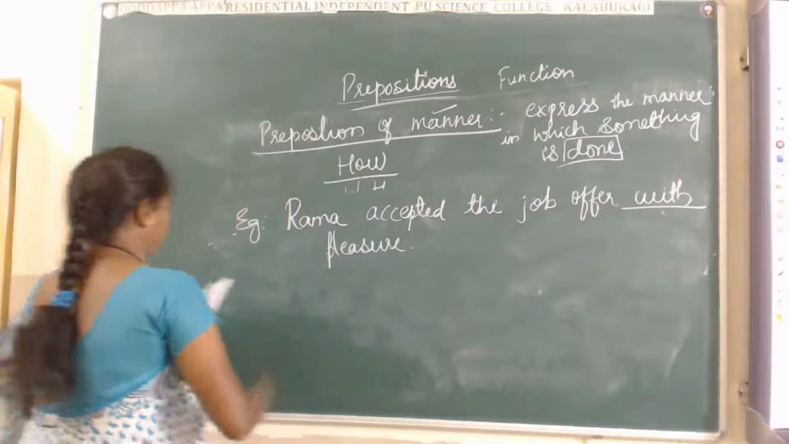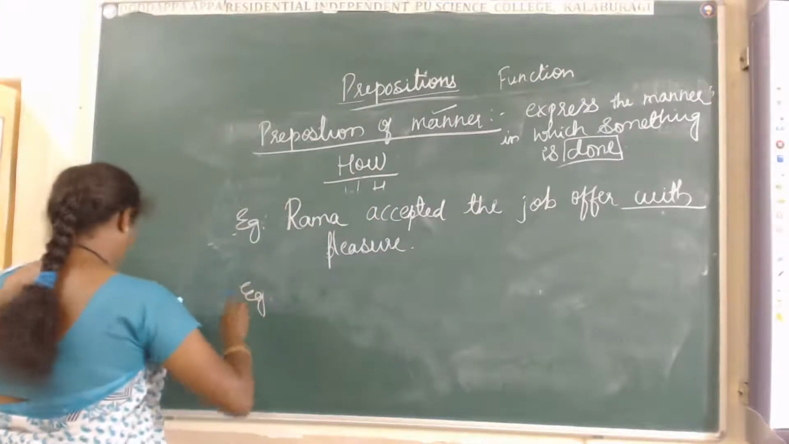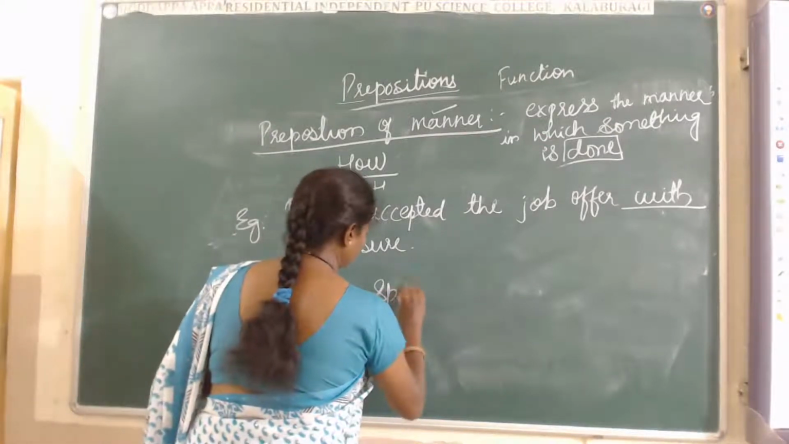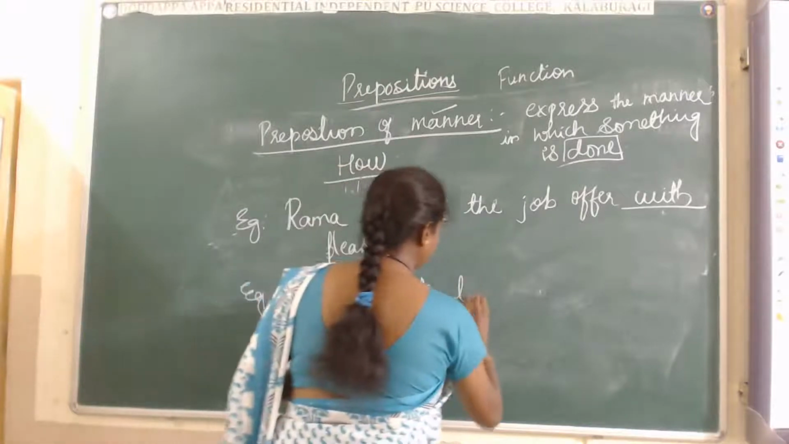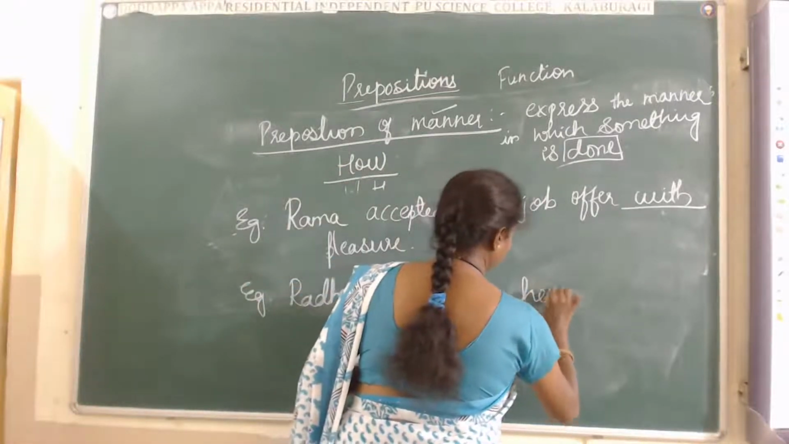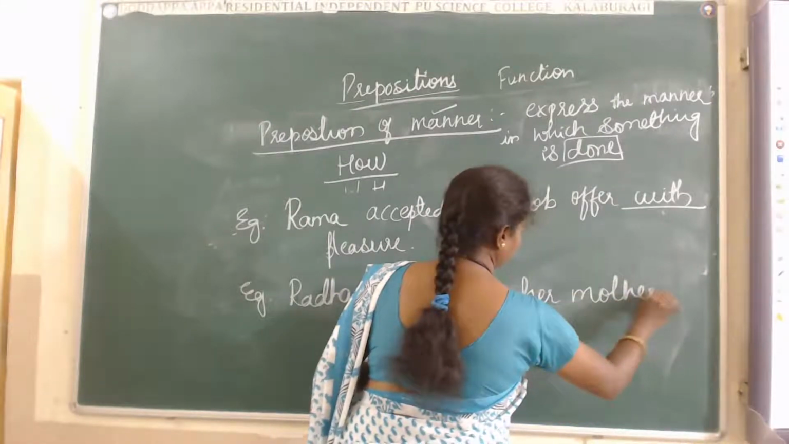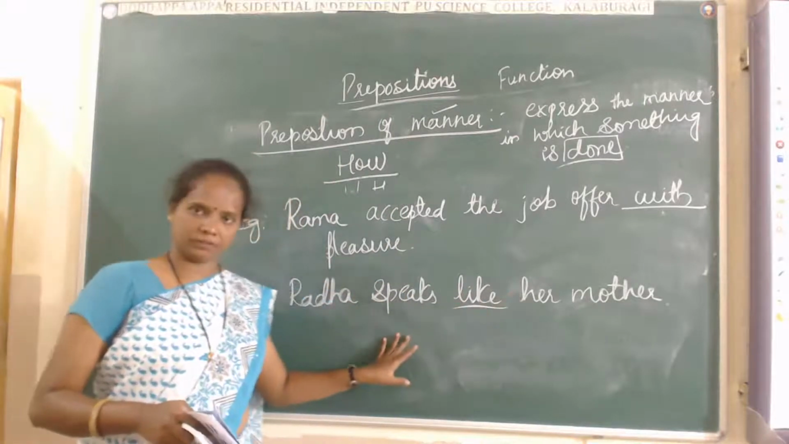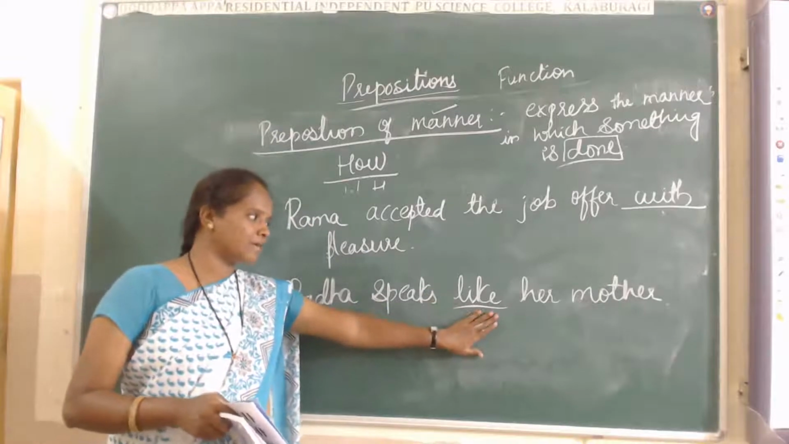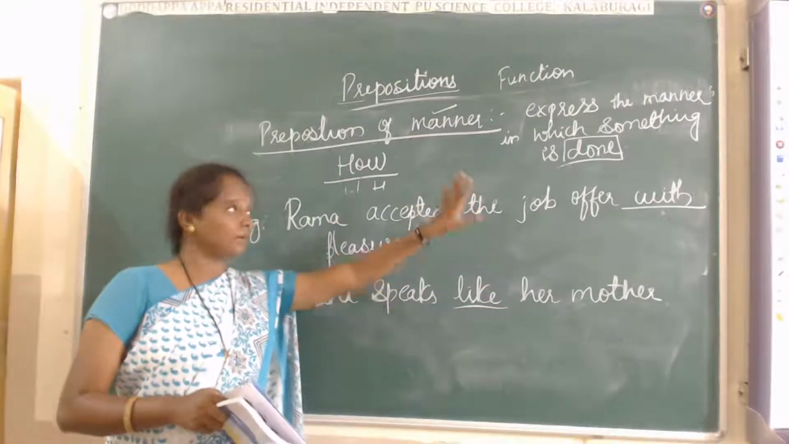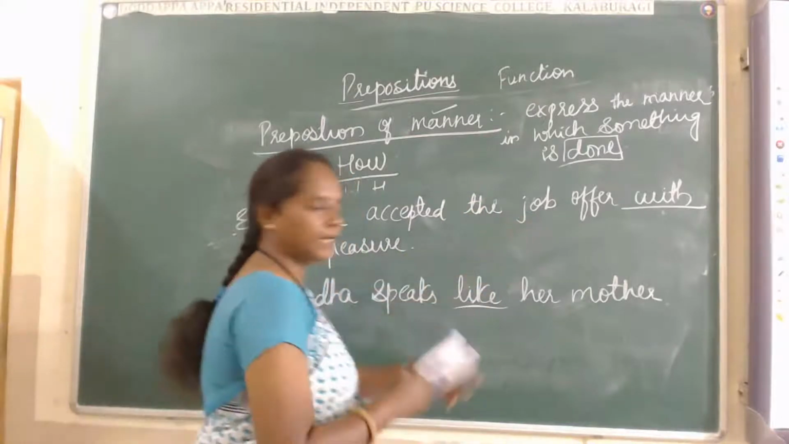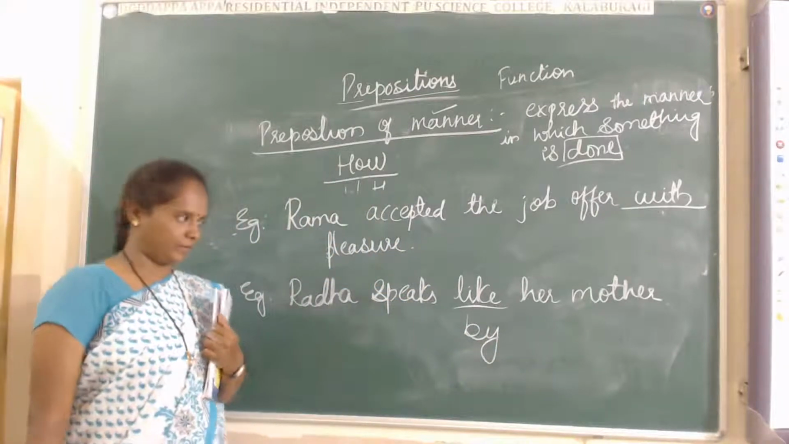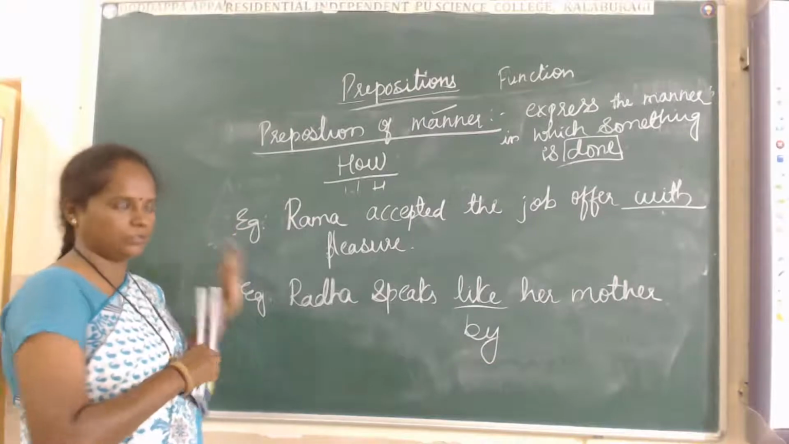This is the next one. I told you another one is like. See, Radha speaks like her mother. How does she speak? She speaks like her mother. Now the manner is like. With, like, and by, all these are examples for preposition of manner. Got this one? All of you are clear? Okay, very good.